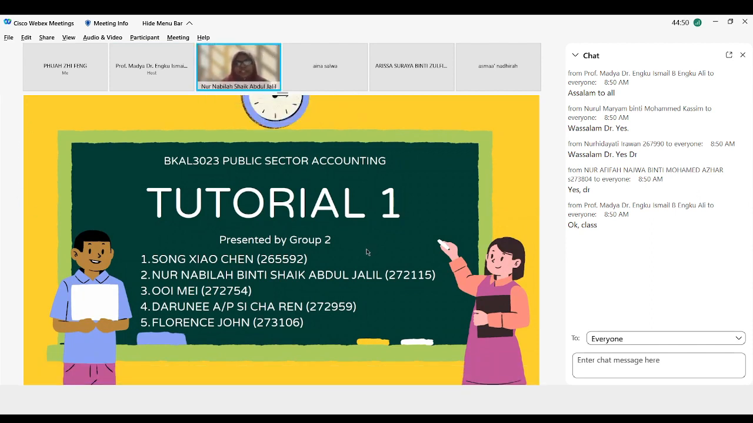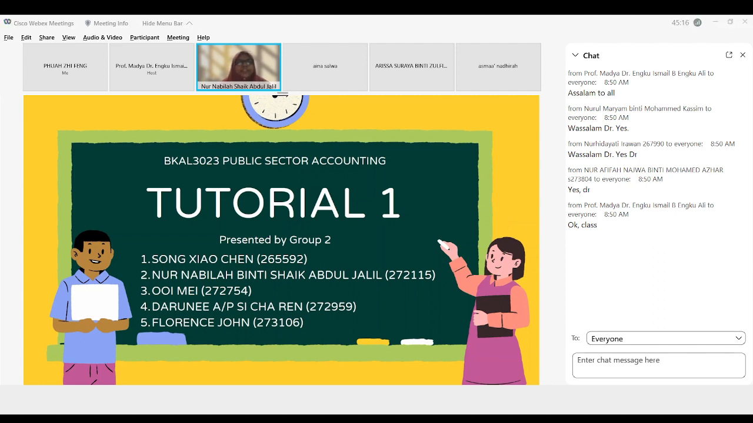Assalamualaikum and good morning to Dr. Engku Ismail and all my friends. My name is Nabila binti Syekh Abdul Jalil, representative from Group 2, and today I would like to present on question 1. Question 1 asks us to discuss the power of Parliament related to the financial management matters as stated in the Malaysian Federal Constitution and the Treasury Instruction.